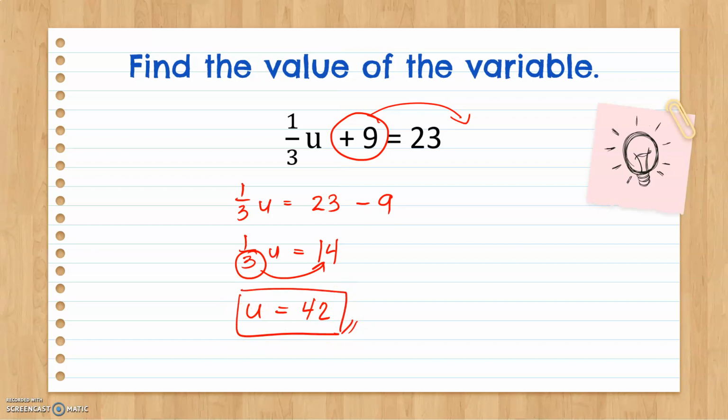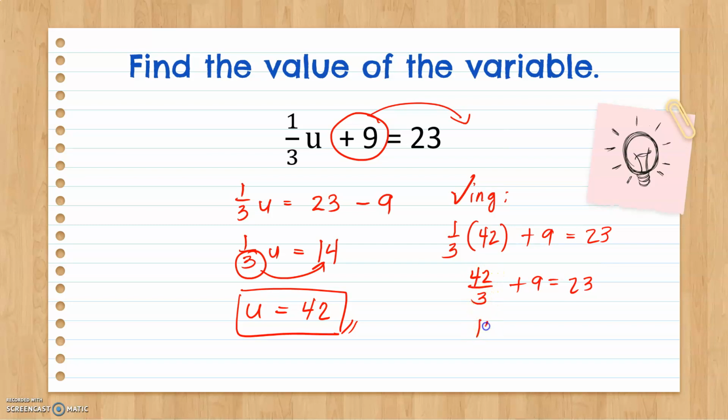For us to check if our answer is correct, we can just simply substitute the value of u to our original equation. So let's try to do that here. We have 1/3, the value of u is 42, plus 9 is equal to 23. 1/3 times 42 will give us 42 over 3, plus 9 is equal to 23. 42 divided by 3, that is equal to 14, plus 9 is equal to 23. And 14 plus 9 is equal to 23. So the value of u which we got is correct.